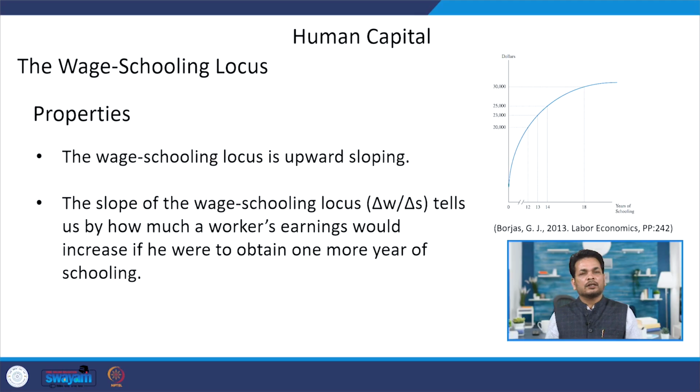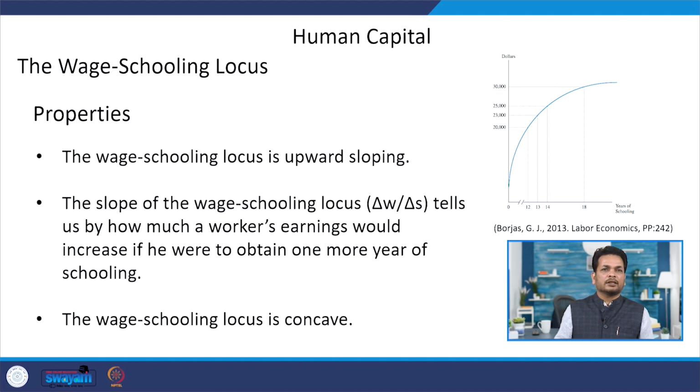The second property is that the slope of the Wage-Schooling Locus, which is delta W by delta S, means the change in the wage rate due to the change in the number of years of schooling. It tells us by how much the worker's earnings would increase if he were to obtain one more year of schooling. So, the slope tells us how much the wage is going to increase if he gets one more year of schooling. And the third property is that the Wage-Schooling Locus is concave.